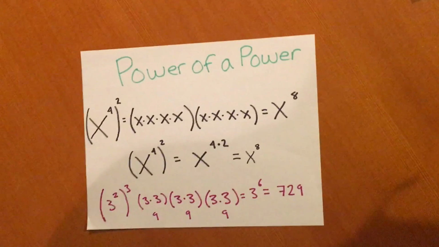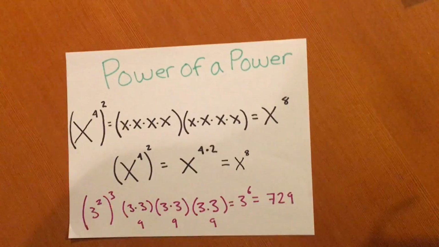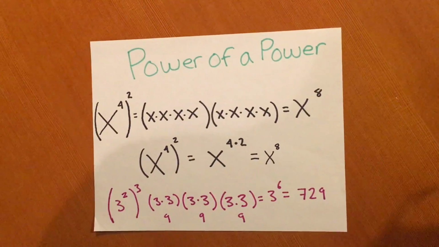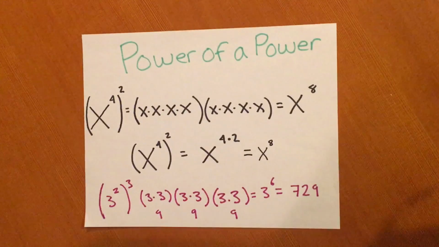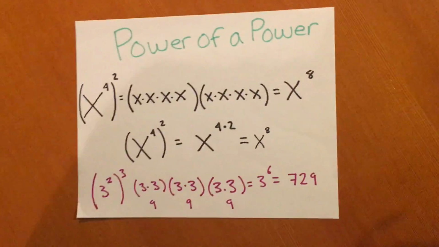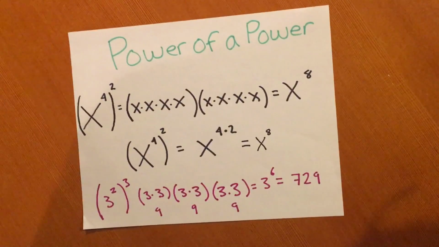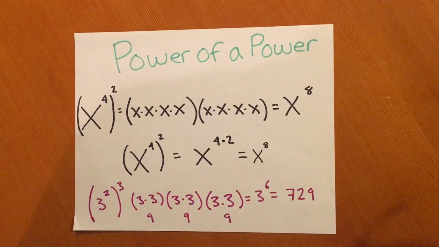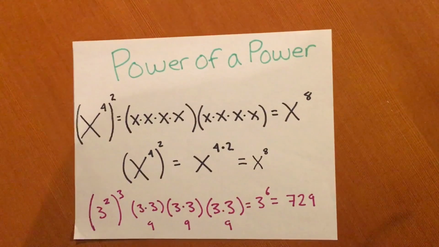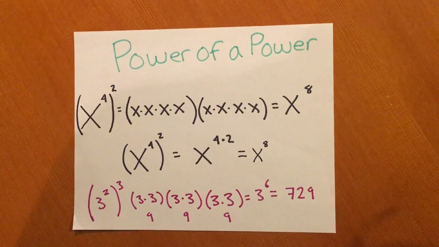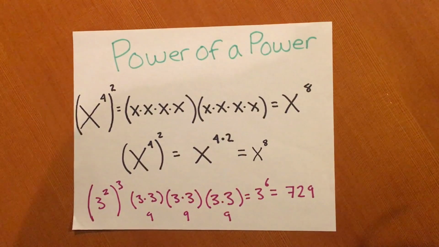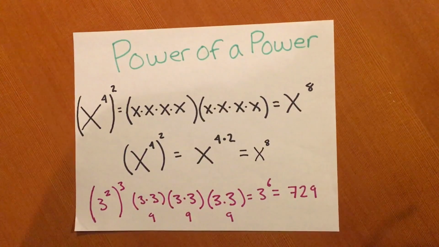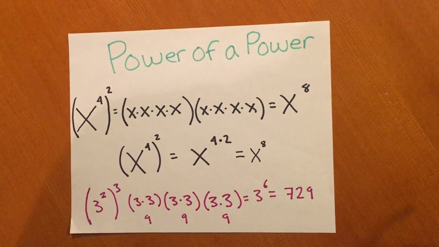Power of a power. When you have a variable raised to an exponent and all of that raised to another exponent, it is the same thing as multiplying that variable by itself as many times as the outer exponent. For example, x to the fourth and all that raised to the power of 2 is the same as x times x times x times x multiplied by x times x times x times x, which equals x to the 8th. An easy way to do that is to multiply the two exponents. So for example, x to the fourth raised to the power of 2, you just do 4 times 2, which equals x to the 8th.